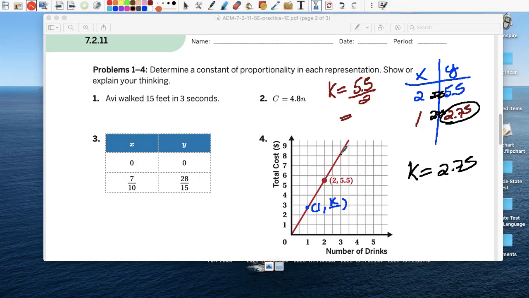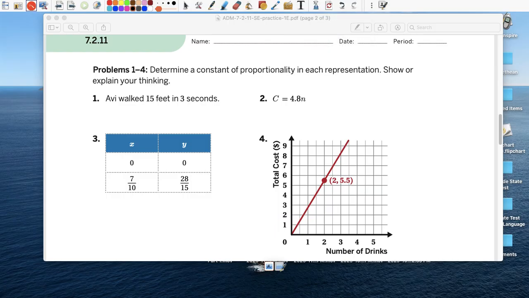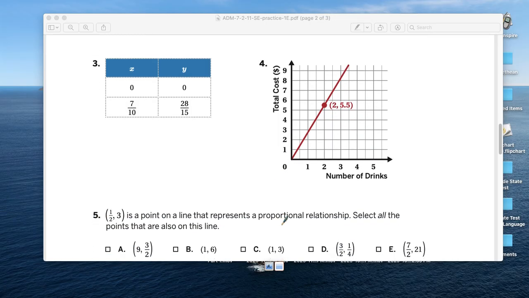So I can take any point on this graph, and if I divide the y value by the x value, I should always get 2.75. So k is 2.75. Yeah, I know. That's it. There's not much to this question.